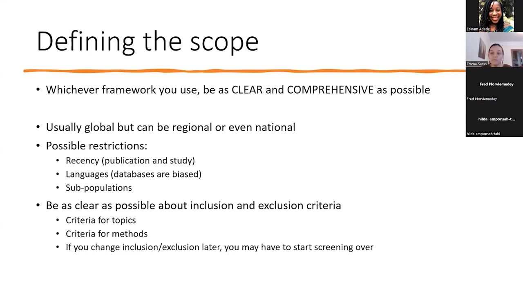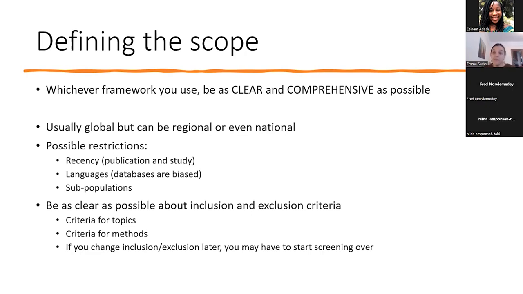The scope, I would say, most systematic reviews are global, but they don't have to be. So you can define the scope as being regional. I've even seen some national ones if there's a lot of research, for example, in a certain country on a certain topic.